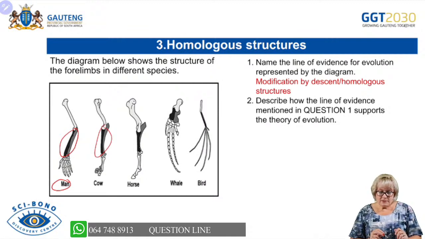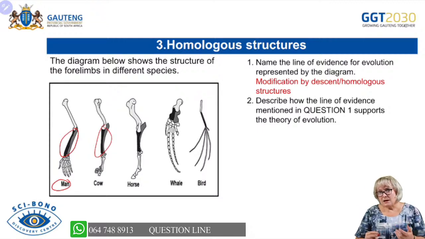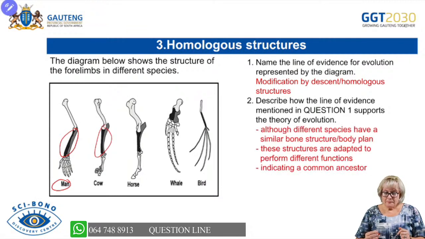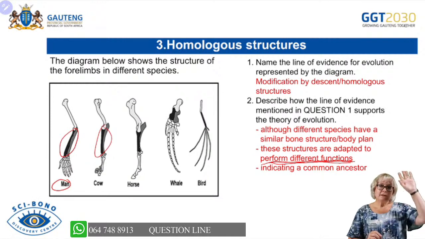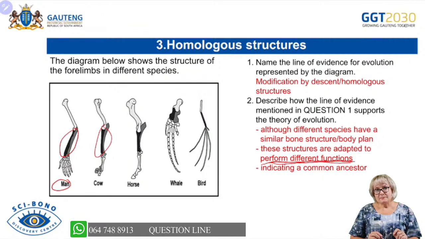And then in question 2, they're asking us, describe how the line of evidence mentioned in question 1 supports the theory of evolution. All right, so now you must describe it. And how will you describe this? What will we say? Although different species have a similar bone structure or a body plan, these structures are adapted to perform different functions. So they have a similar structure, indicating then that somewhere, somehow, millions of years ago, there was a common ancestor. All right. So this is the third line of evidence that we have to prove that evolution is taking place.